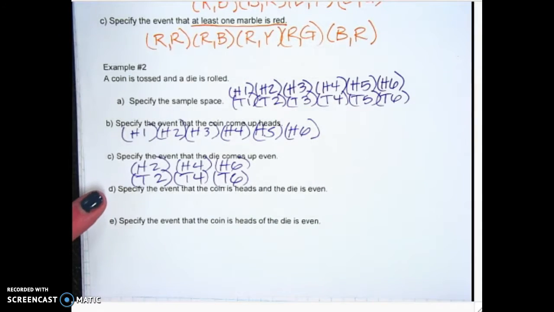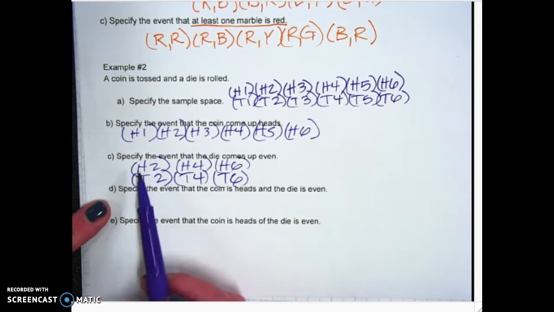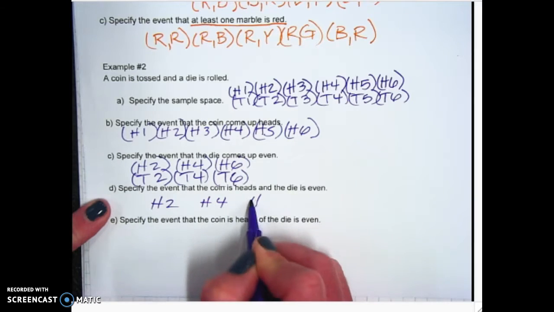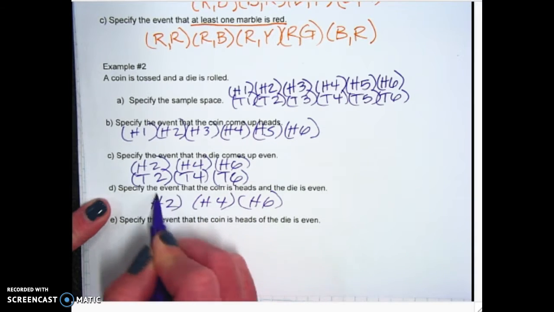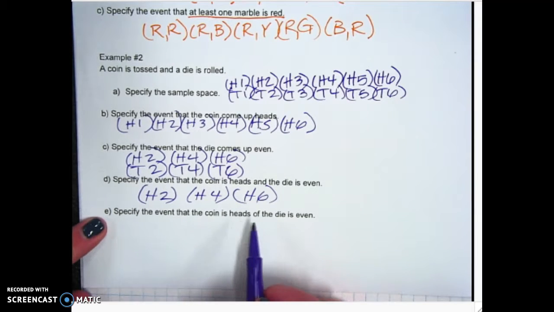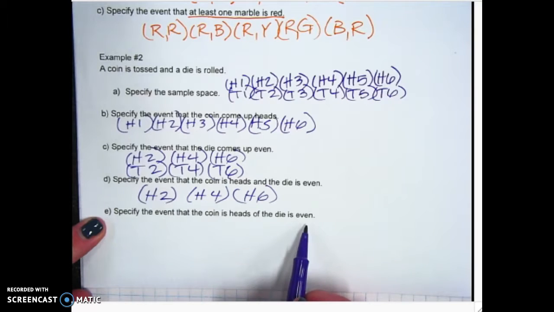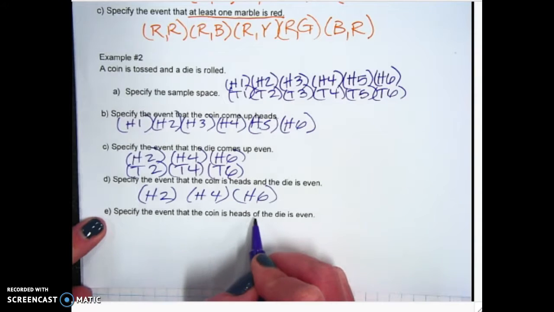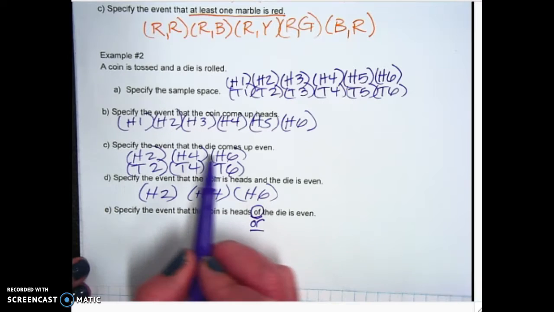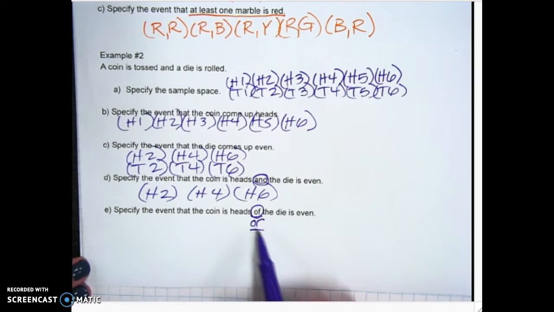Part D, specify the event that the coin is heads and the die is even, so just this first row here, right? So heads 2, 4, 6. And then part E, specify the event that the coin is heads and the die is even. Isn't that the same thing? Oh, did I type it? Oh, this should be or. Sorry, this should say or, the die is even. This one says and. Okay, so that's the difference.